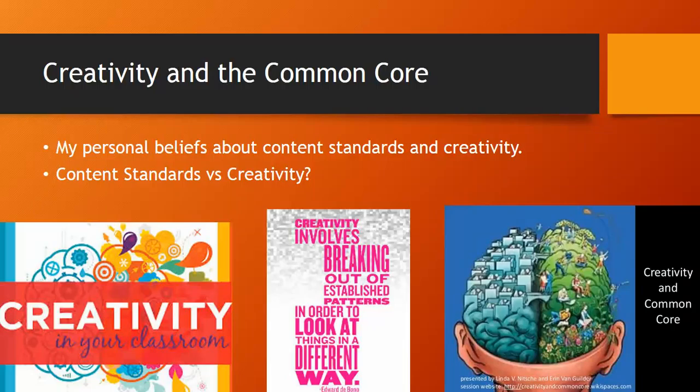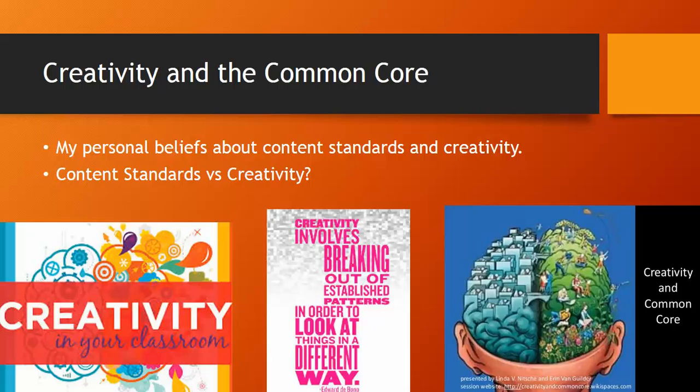I first want to start out by talking about creativity and the Common Core and my own personal beliefs about content standards and creativity. So when we look at content standards specifically, especially within the context of a social studies classroom, there are specific things that students should and are required to know by the time they graduate high school. So from my own personal perspective in American government and economics, using American government as an example, students need to know what the three branches of government are, how they operate and check one another, how a bill becomes law, and the basic principles that established our country and who the founding fathers were.